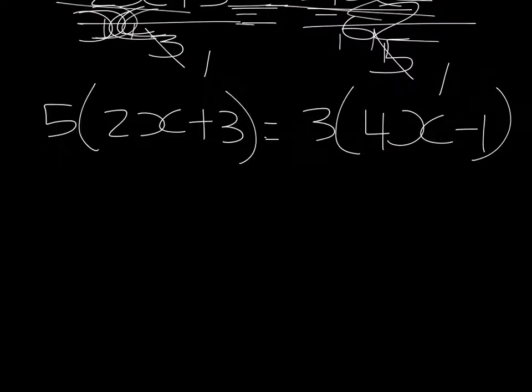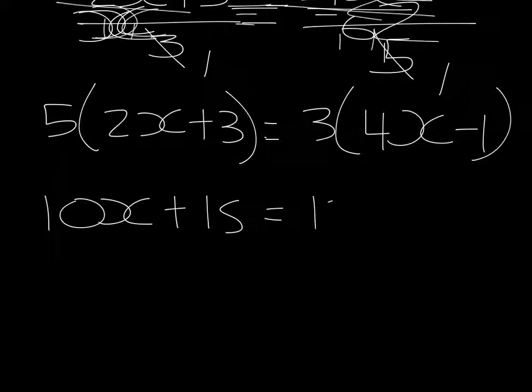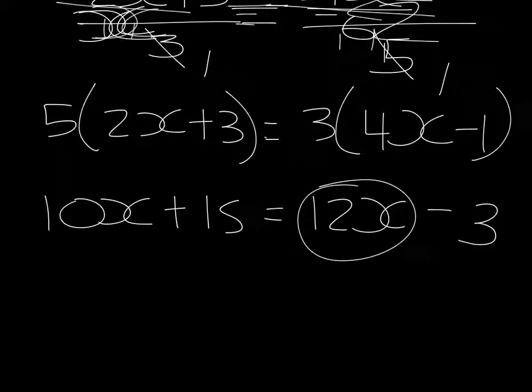Right, so now we do our normal stuff. 5 times 2x gives you 10x. 5 times 3 gives you 15. Equals 3 times 4 gives you 12x. 3 times negative 1 gives you negative 3. Okay, now we need to get rid of him. So he's 12x, we go minus 12x.